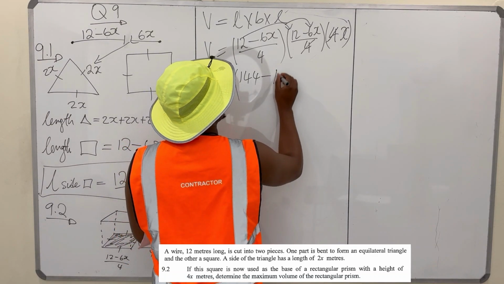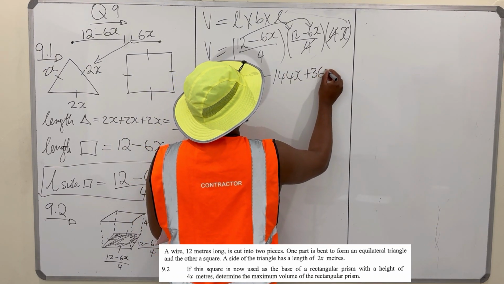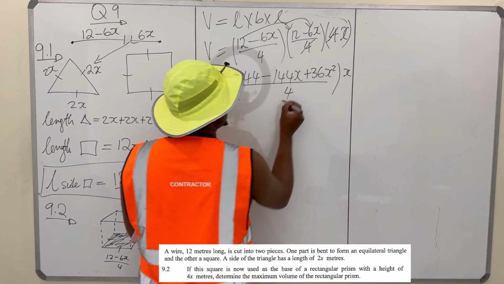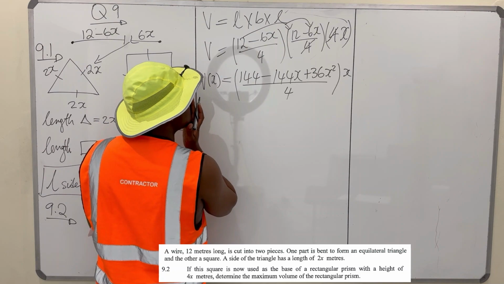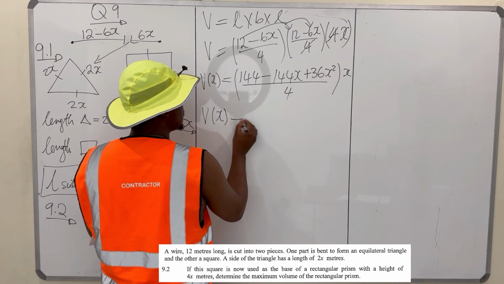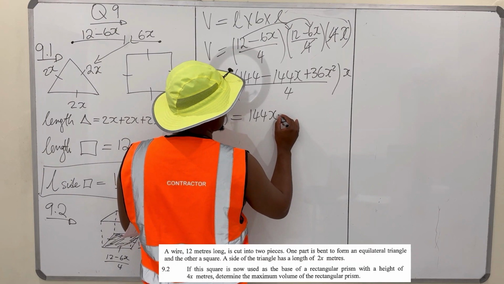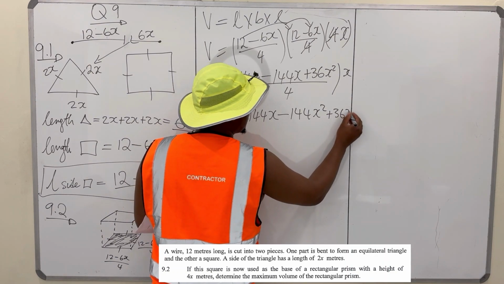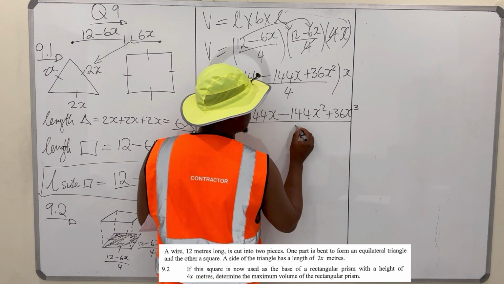So you have minus 144x, and then you have plus 36x squared times x, all divided by 4. This is what we have now, right? And then we can multiply by this in here. So V as a function of x is equal to 144x minus 144x squared plus 36x cubed, all divided by 4.